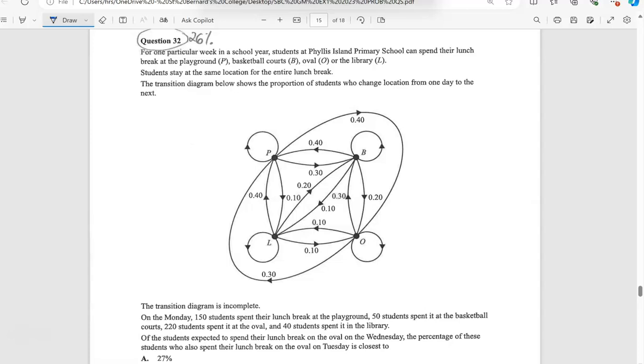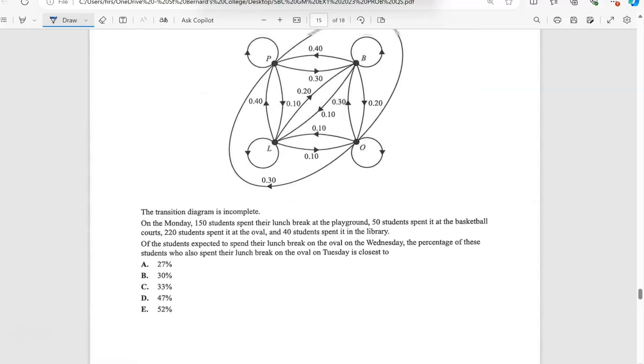Okay, one particular week in the school year, students in Phyllis Primary School can spend their lunch break on the playground, basketball courts, oval or library. Students stay at the same location for the entire lunch break, and then the transition from one day to day is how they change. Okay, the transition diagram is incomplete. So on Monday, 150 students spent their lunch at the playground, 50 students at the basketball, 220 at the oval, and 40 at the library.